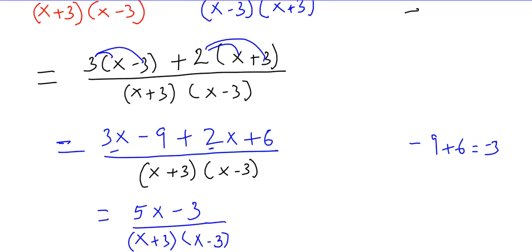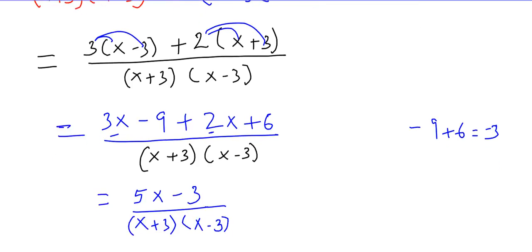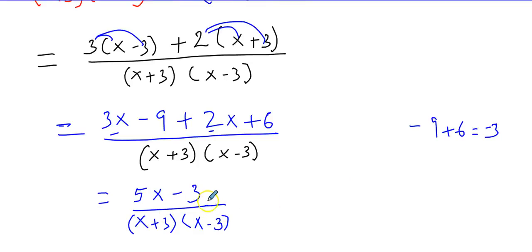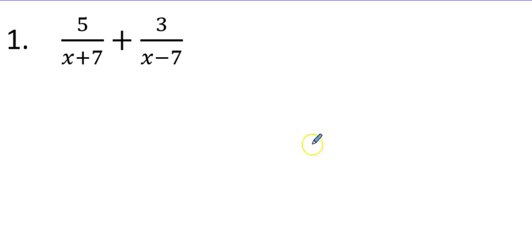So the sum of the two rational expressions 3 over x plus 3 plus 2 over x minus 3 results in this 5x minus 3 over x plus 3 times x minus 3, right? So that is again a rational expression. Now take a minute and try to answer this problem, which is similar to that example which we discussed just now. That is 5 over x plus 7 plus 3 over x minus 7. Please try.